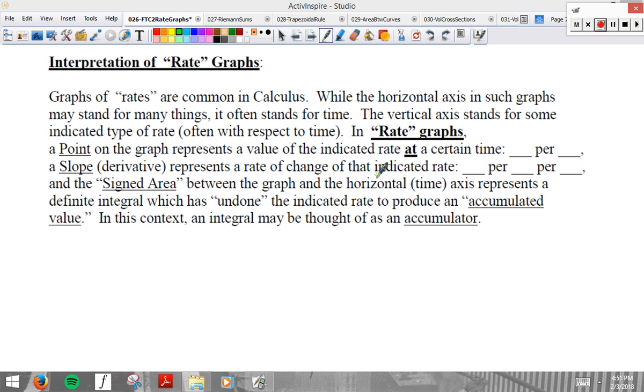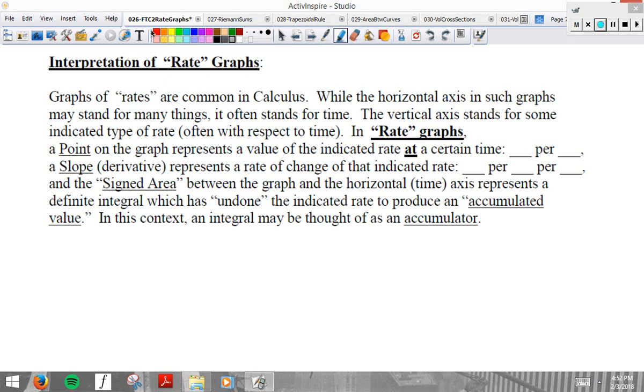So graphs of rates are very common in calculus. Frequently we will know the rate of a quantity, and we would want to find something related to that rate. This is similar to the related rates lesson where we had two quantities that were both changing, and we knew how one was changing, and we could find how the other was changing. This is more like knowing how one rate is changing and talking about how the quantity that rate is associated with would change in response.